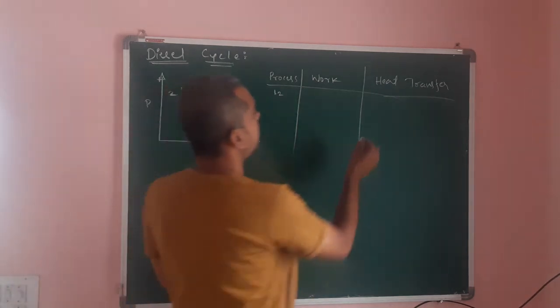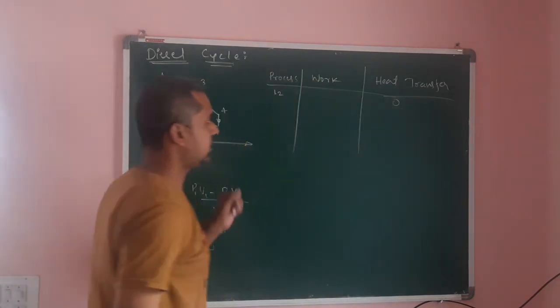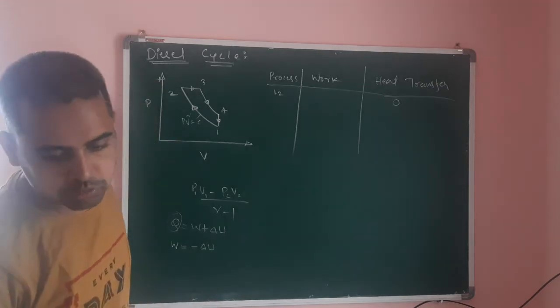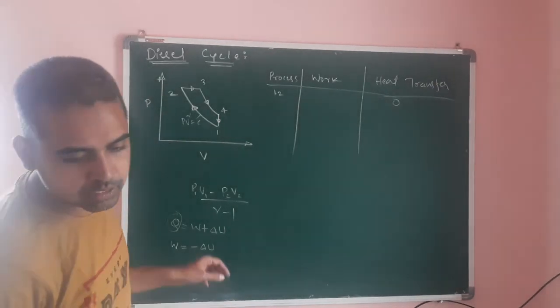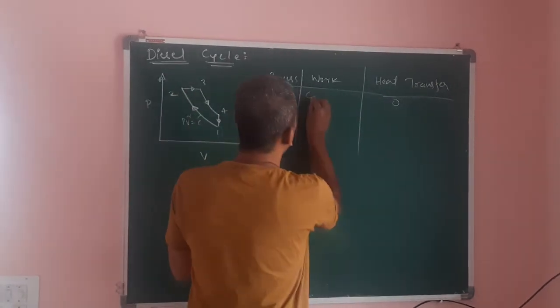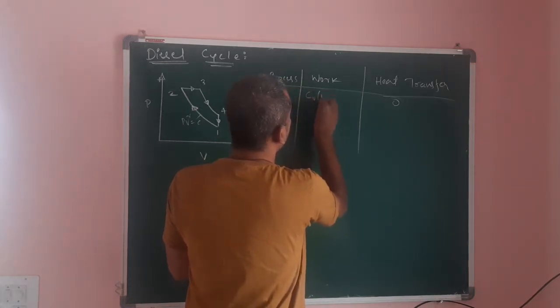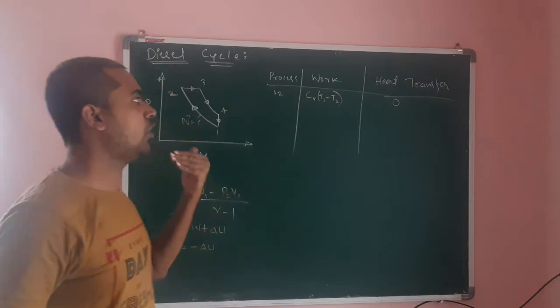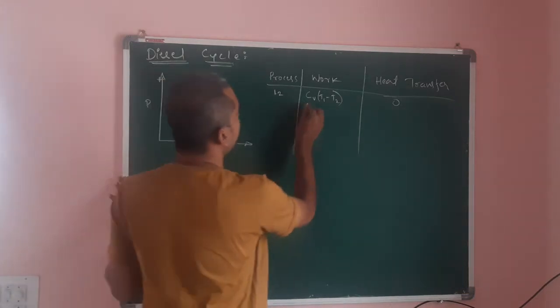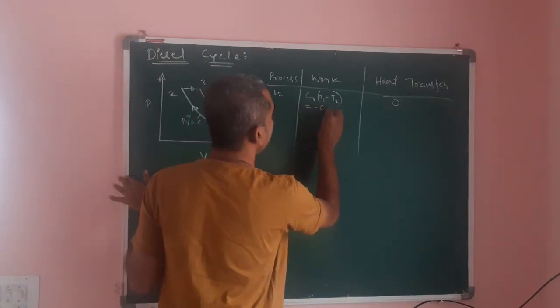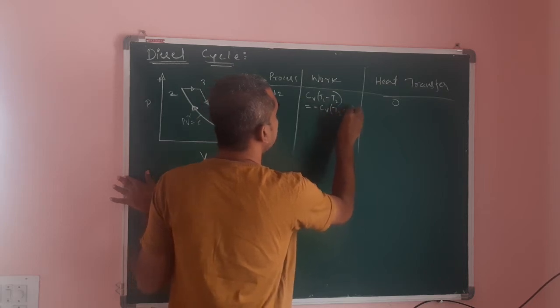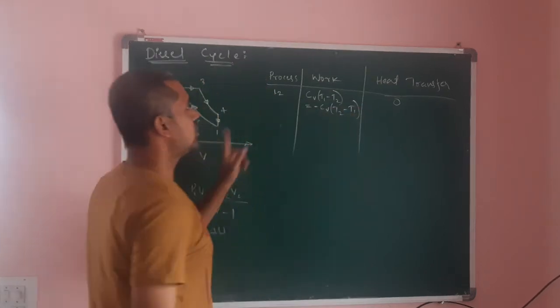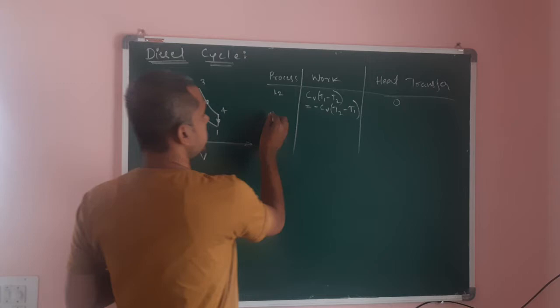Therefore, for the process 1 to 2, heat transfer is equal to 0, and work done is equal to minus delta U, which is nothing but Cv (T1 minus T2). That is, minus of (U2 minus U1), or we can write minus of Cv (T2 minus T1). Both are correct. This is the work done during the process 1 to 2.